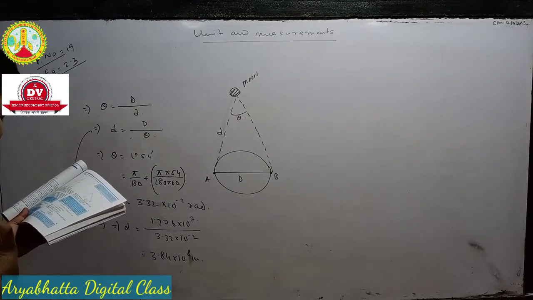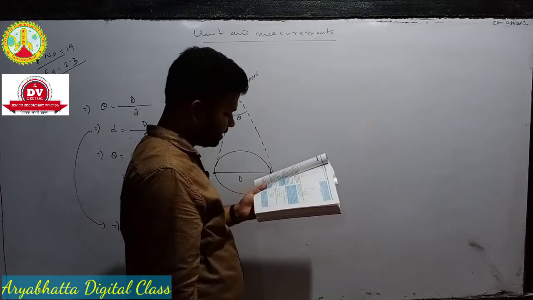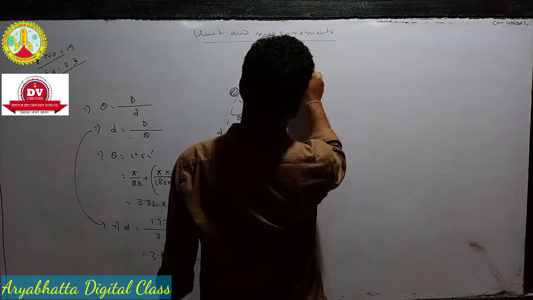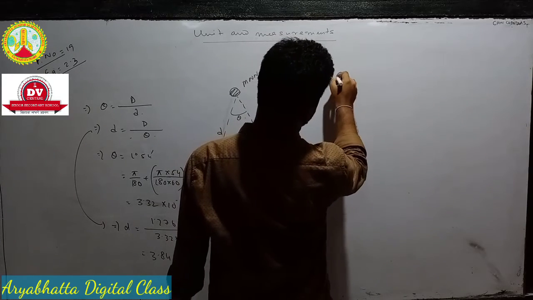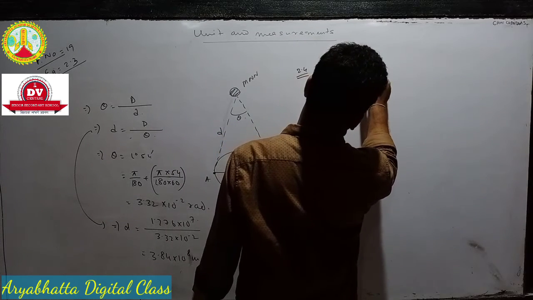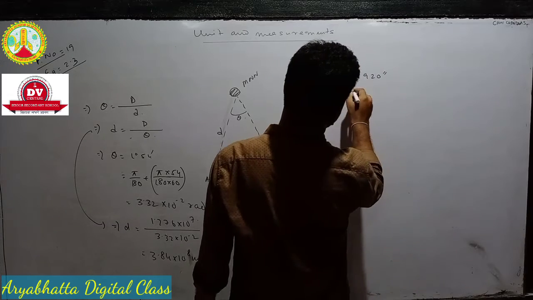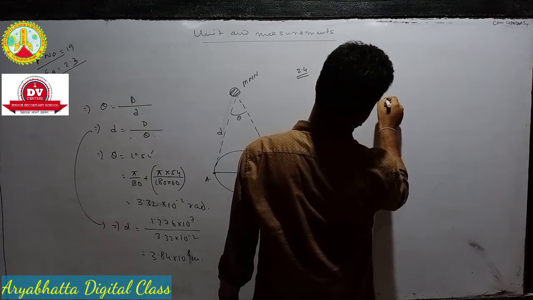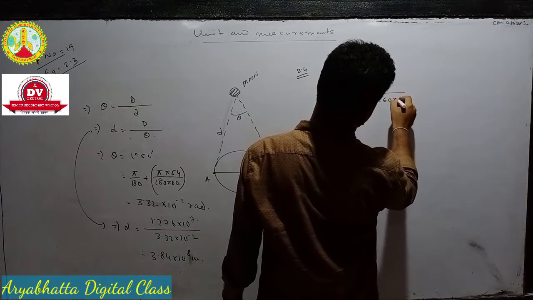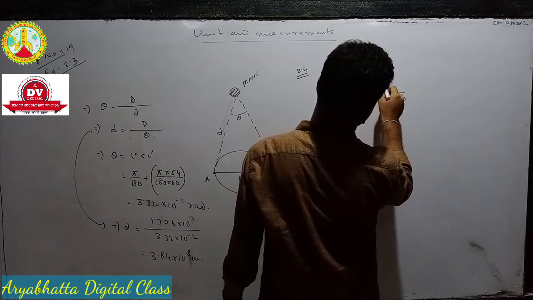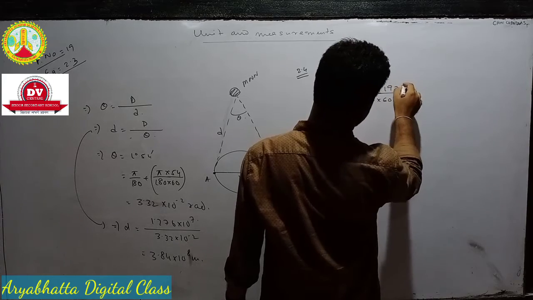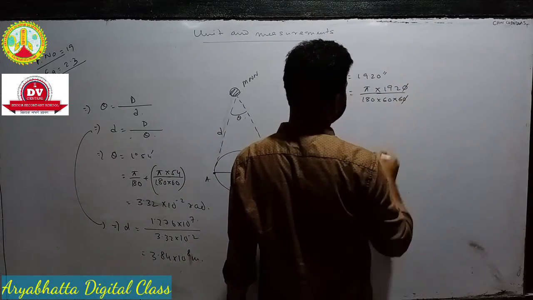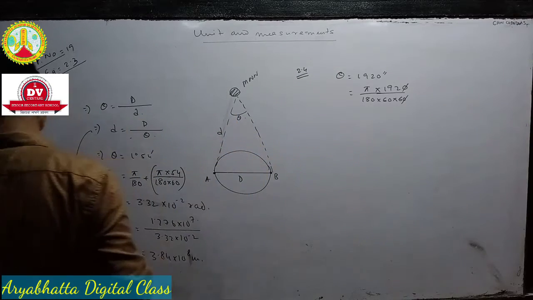The distance d of the sun from the earth is given. So what is the diameter? So example number 2.4. Theta is given as 1920 second. So in terms of radian, it will be pi by 180 into 60 into 60 into 1920. Done. So the zeros cancel. So your answer will be this.